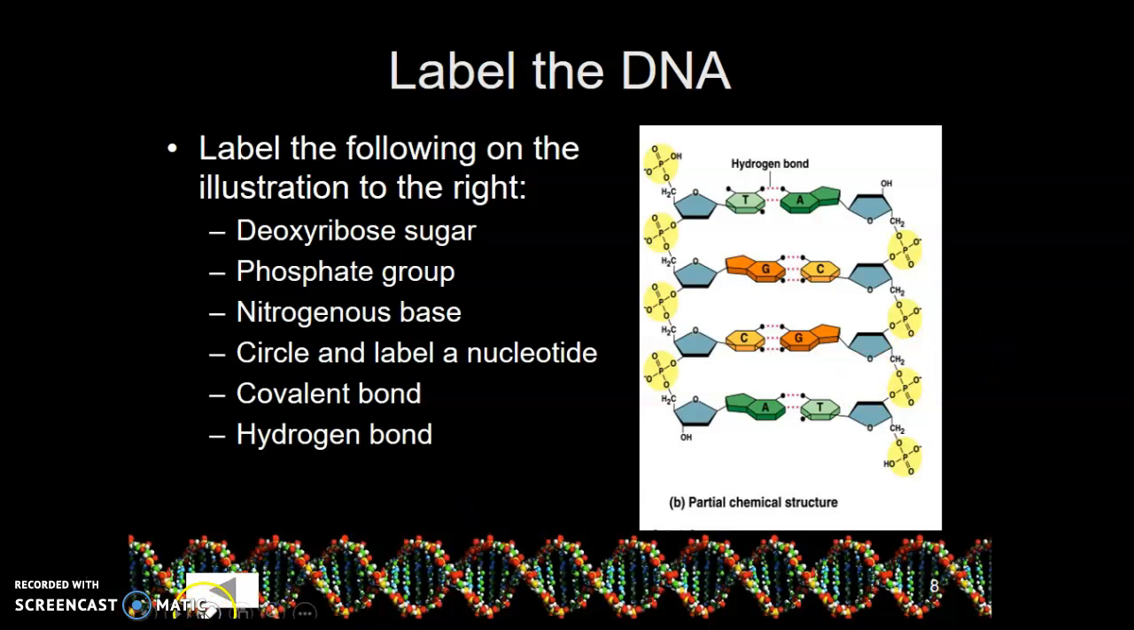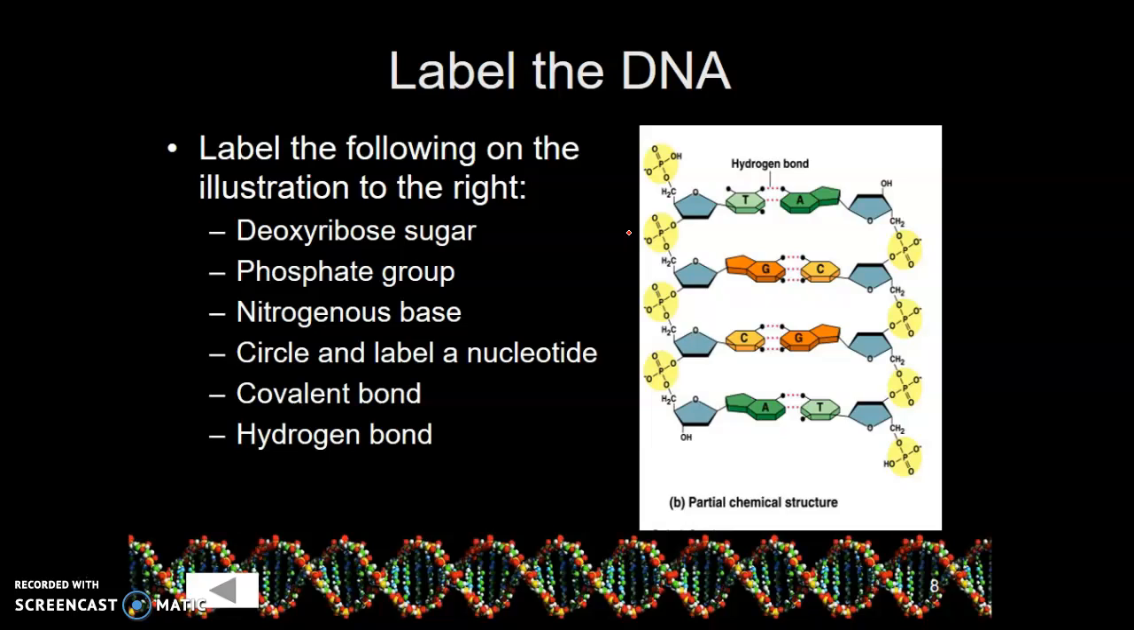Okay, so we have our DNA structure here, and you have a picture of this in your notes. So we'll take a few minutes to see if we can label the structure to practice identifying the parts. So we'll label the deoxyribose sugar, the phosphate group, a base. We'll circle and label a nucleotide, covalent bond, and hydrogen bonds. So pause the video now and see if you can try this, and then come back and we will see if we can check our work.